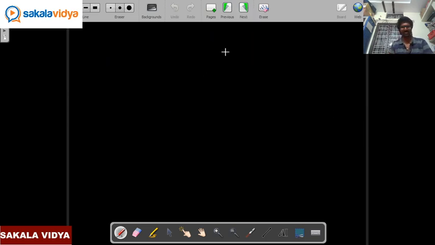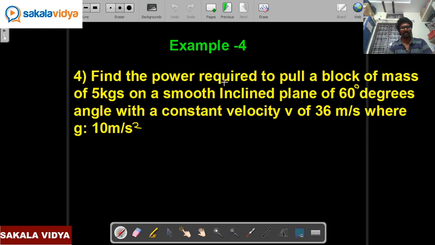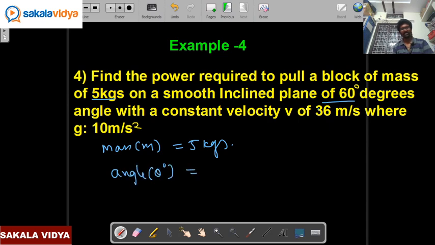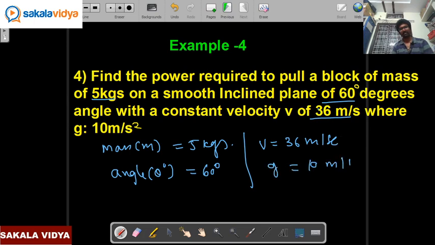Now, let us calculate some questions on this. Find the power required to pull a block of mass 5 kg. So, mass of the block is 5 kg on a smooth inclined plane. Angle of inclination theta is equal to 60 degrees, at a constant velocity of 36 meter per second. Velocity is equal to 36 meter per second, where acceleration due to gravity is 10 meter per second square. So, what we have to find? Power. So, what is the formula for that?